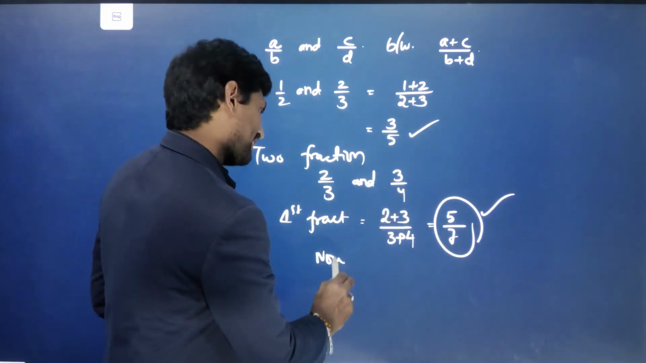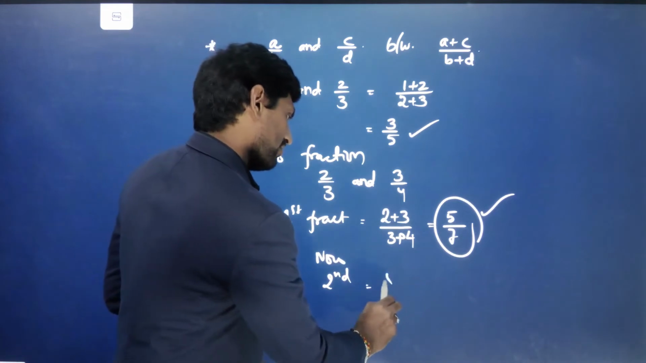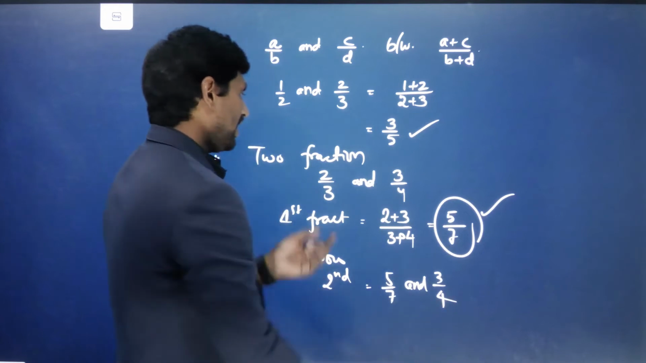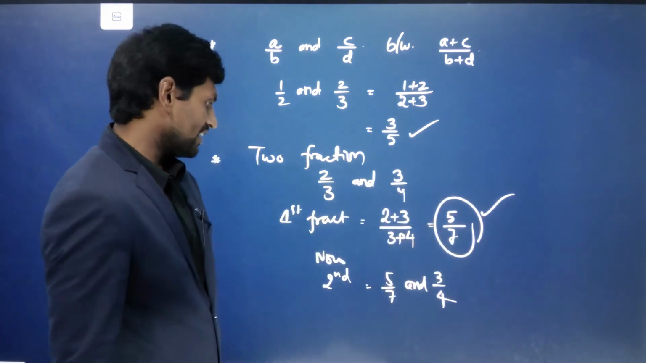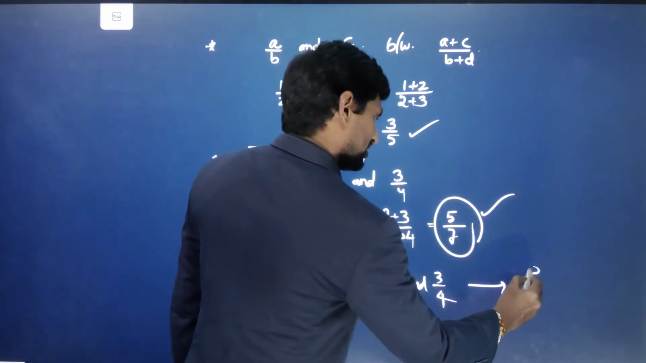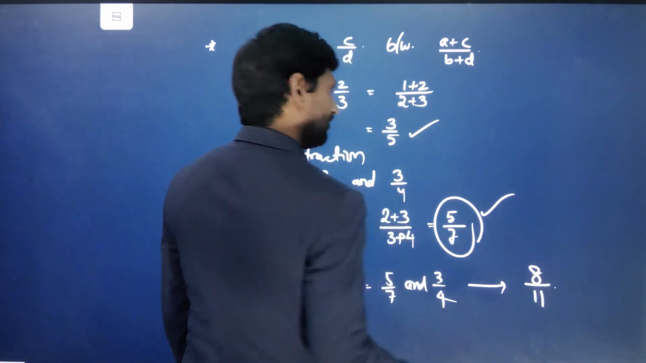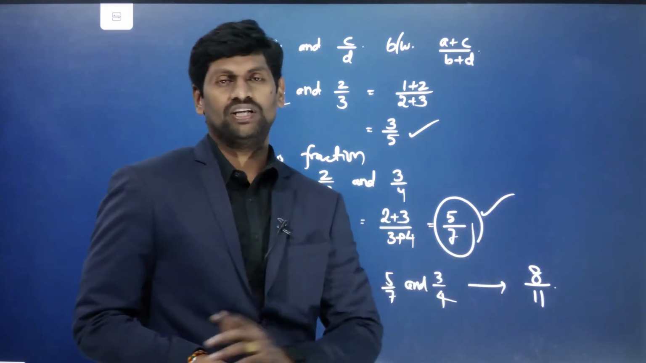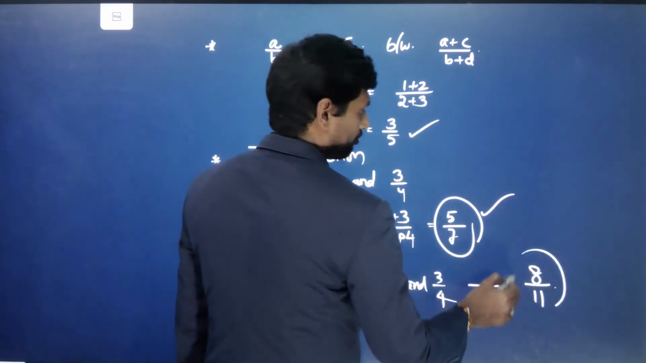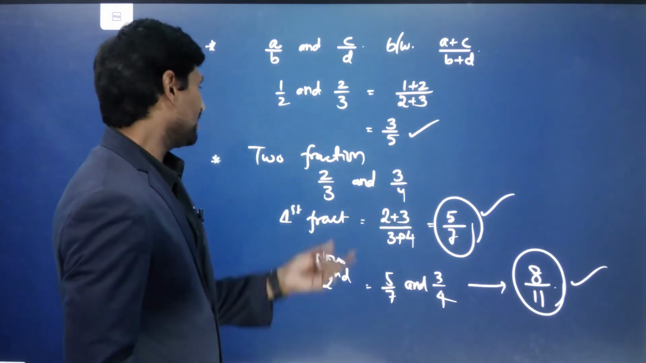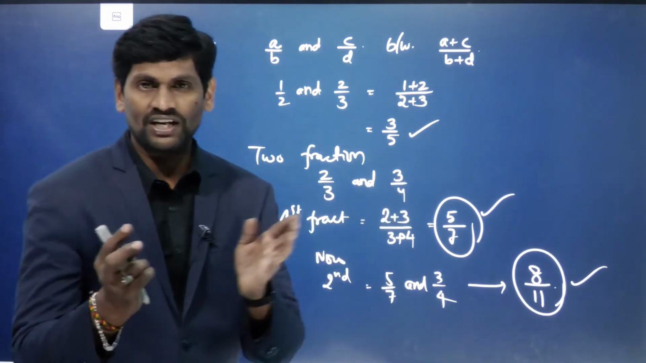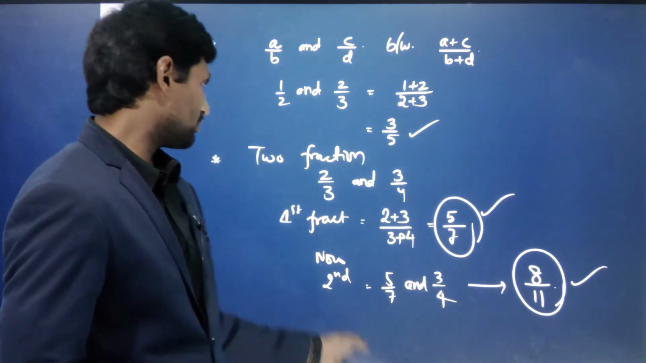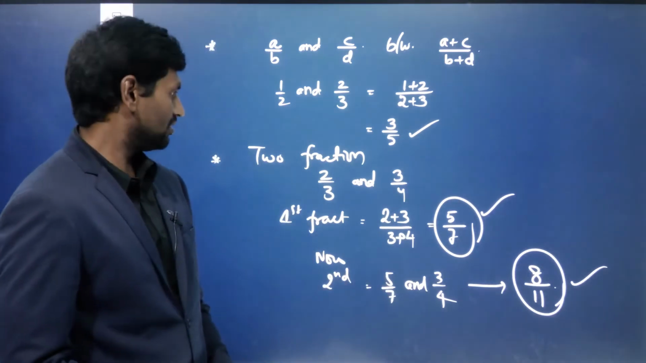Now for getting the second fraction, we can check 5 by 7 and 3 by 4, or 2 by 3 and 5 by 7 also. The fraction that lies between them is 8 by 11, sum of numerators by sum of denominators. So these are the two numbers which lie between 2 by 3 and 3 by 4. We are just adding numerators and adding denominators. So this is one of the easiest formulas.